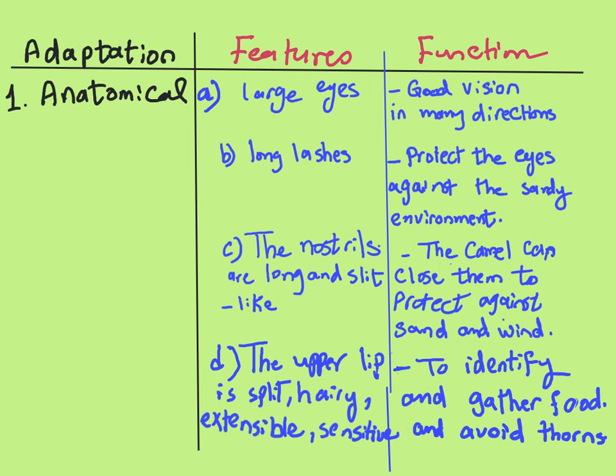As we said, adaptation is divided into many forms. Anatomical adaptation: the camel has large eyes, so it has good vision in many directions. It has long lashes to protect the eyes against the sandy environment. Nostrils are long and slit-like, so the camel can close them to protect against sand and wind. The upper lip is split, hairy, extensible, and sensitive. This helps the camel identify and gather food and avoid thorns.